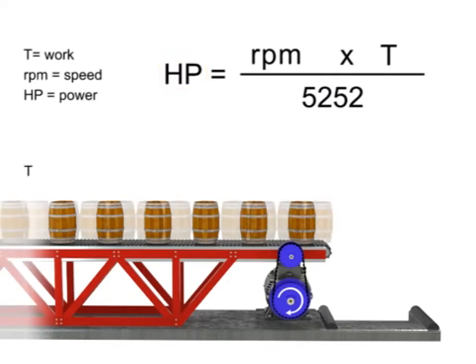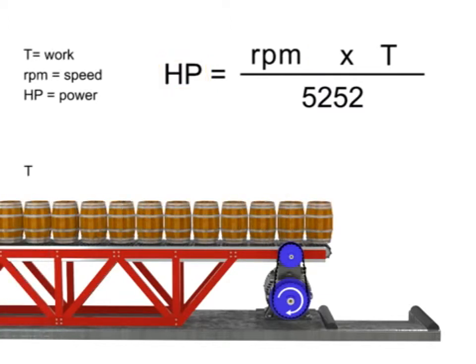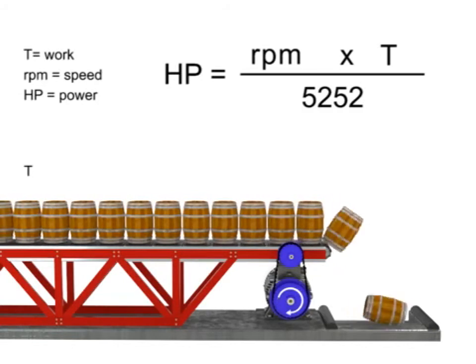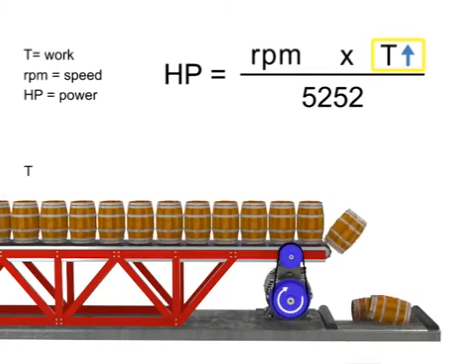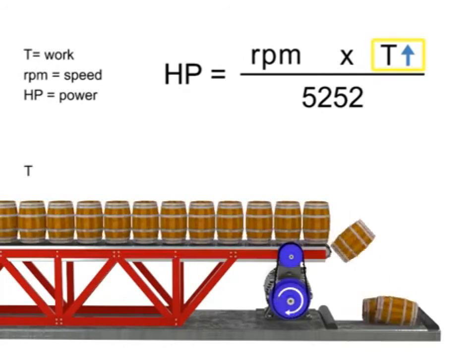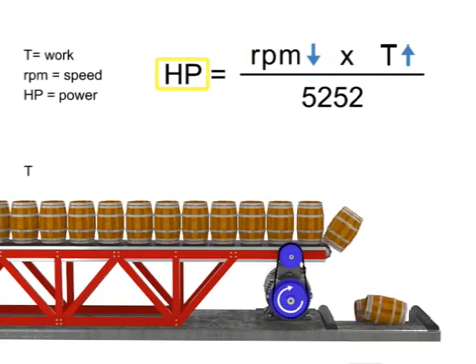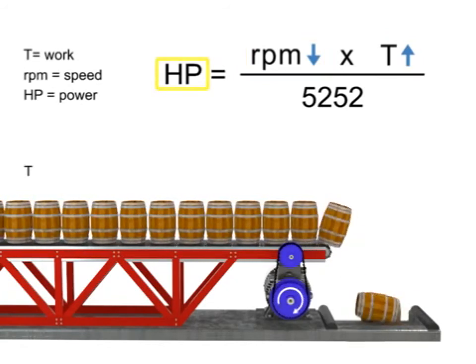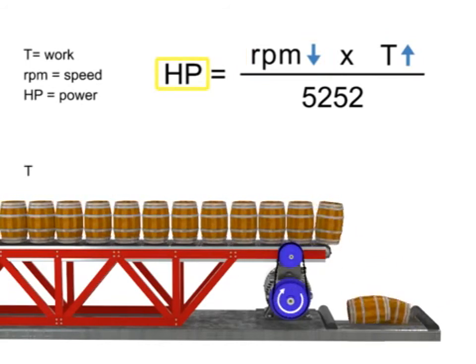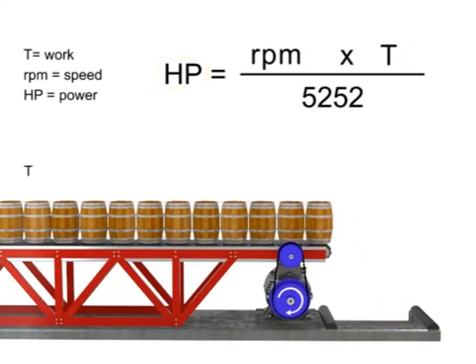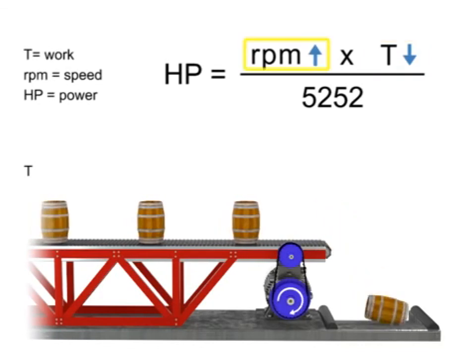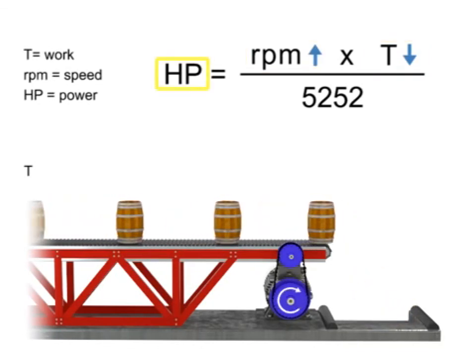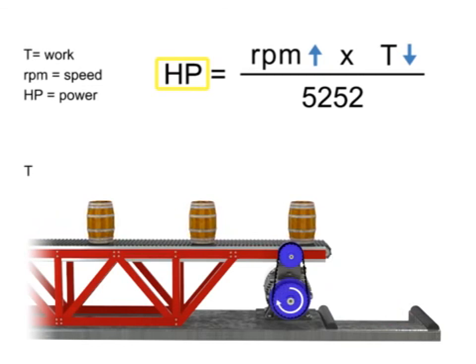Let's say we want the horsepower of our motor to remain constant, but wish to increase the torque. If torque increases, the speed of the conveyor decreases, so that the horsepower required of the motor remains constant. Similarly, the opposite is true. If the torque decreases, the speed of the conveyor increases, and the horsepower generated by the motor remains constant.